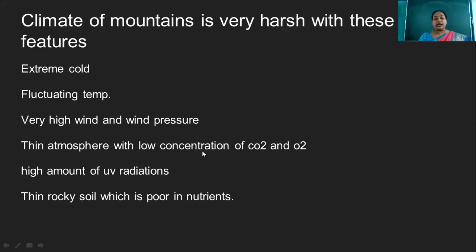Then at higher altitude in the mountains, the atmosphere has a low concentration of carbon dioxide and also oxygen. And the amount of ultraviolet rays, UV radiation, is higher. Because it is a bit nearer to the sun, definitely the amount of UV rays will be comparatively higher than what the people living in land areas experience.